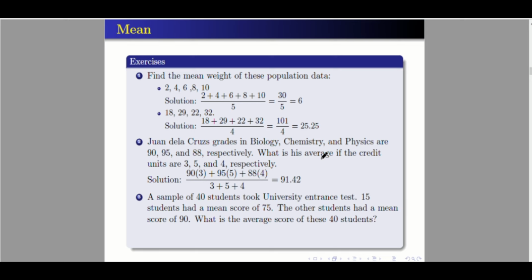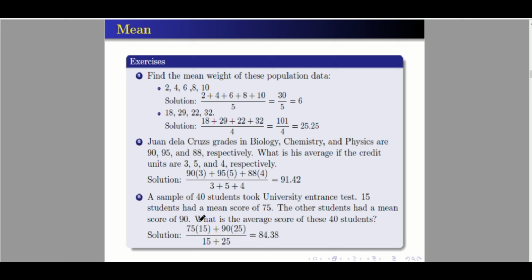And last, this is an example of property number 5, when the sample means can be combined to predict the population, to compute for the population mean. So a sample of 40 students took entrance tests. So there are 40 students. Out of these 40, 15 had a mean score of 75. The other students had a mean score of 90. So the question is, what is the average score of these 40 students?